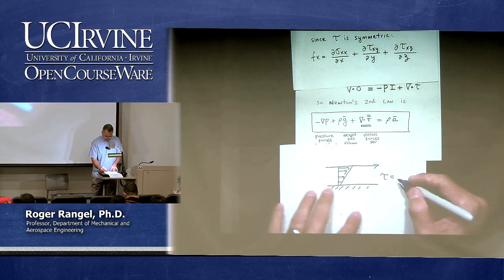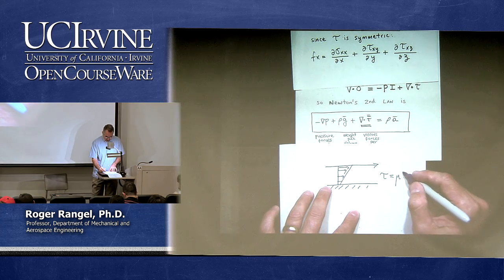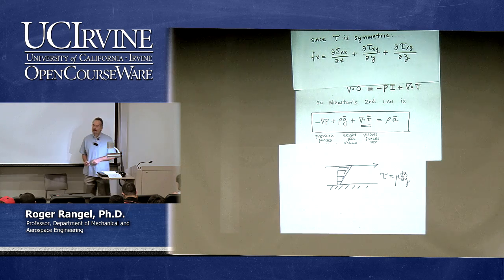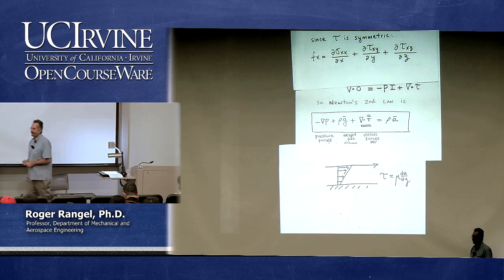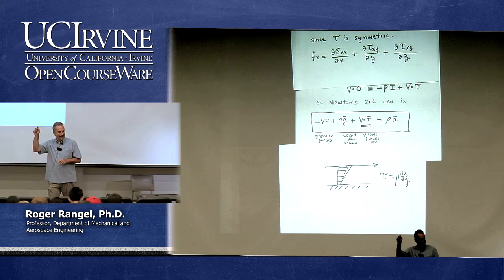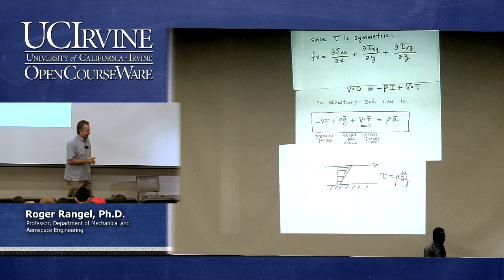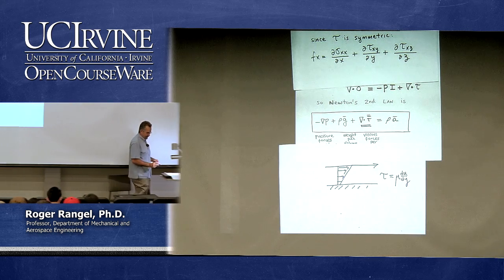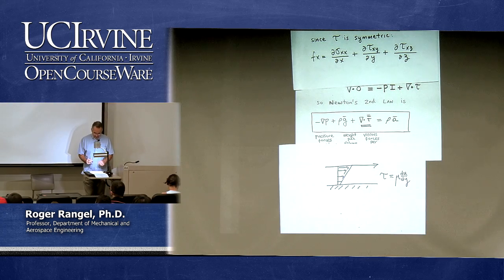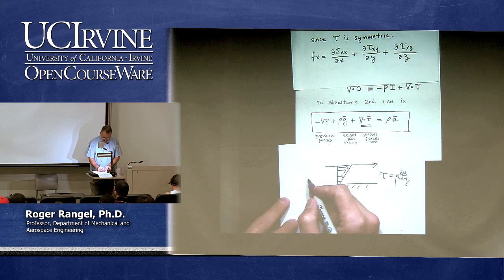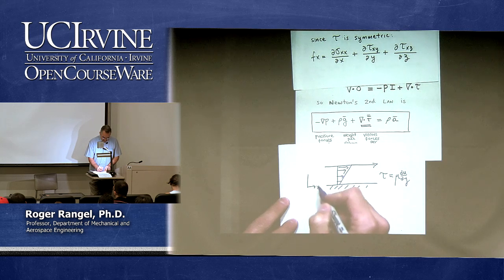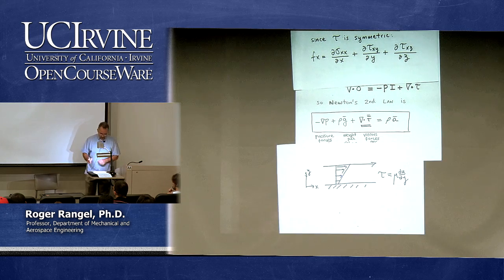Mu du dy. Which tau is this, by the way? With the subscripts. We only call it tau because that was the only tau. But if I want to label properly this tau, which tau is it? You need coordinates, right? X, Y.